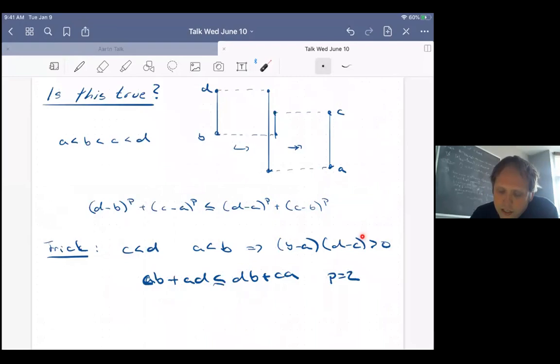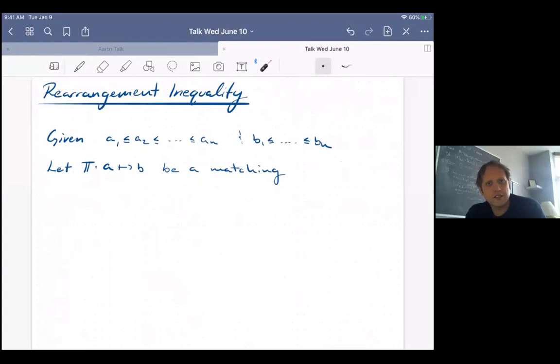Now, doing it for more general p is a bit more work, and I'm not going to go through it, but in principle, it's the same idea. There's some kind of argument for convexity, but the p equals two case is the important one. Okay, so that's one bit of convex analysis that one can do.